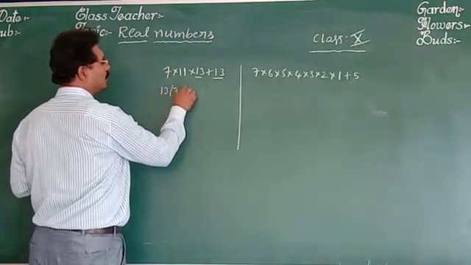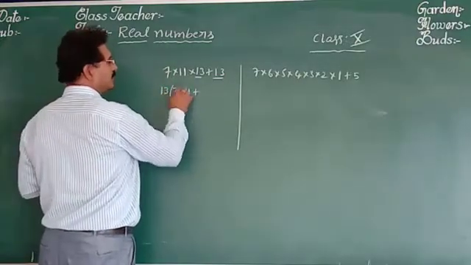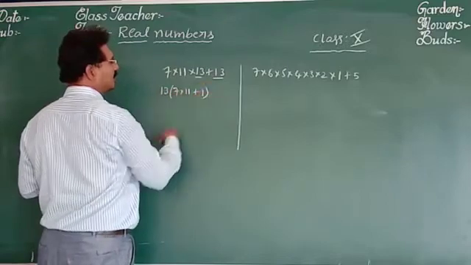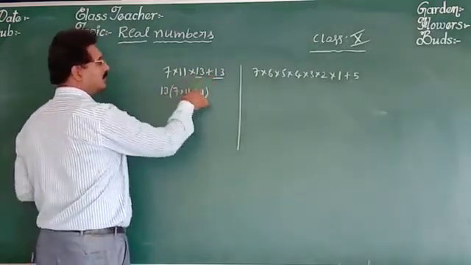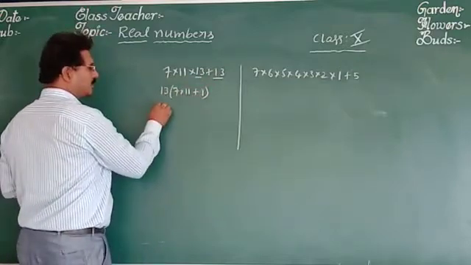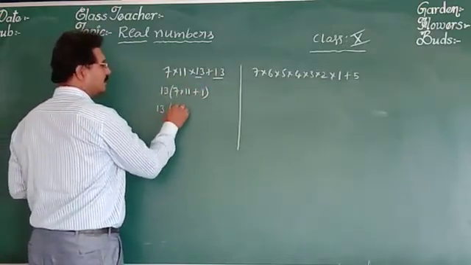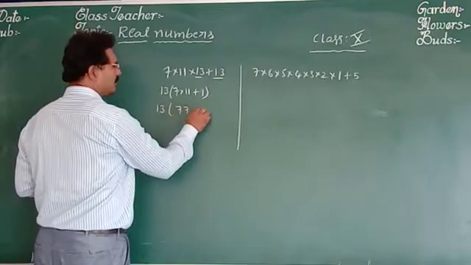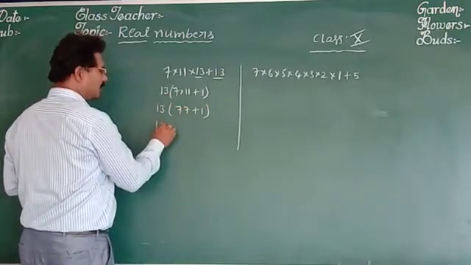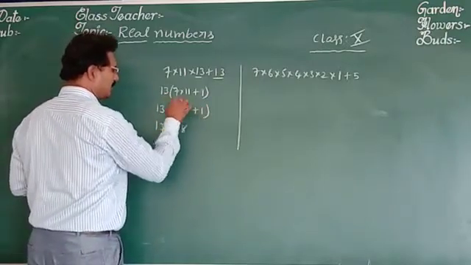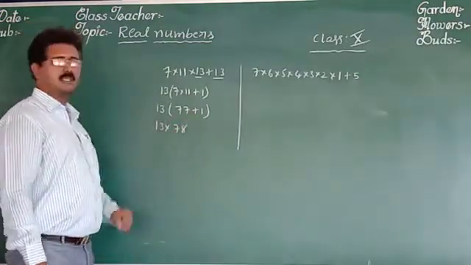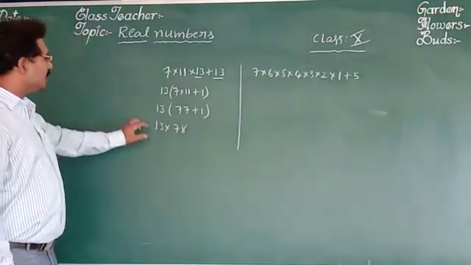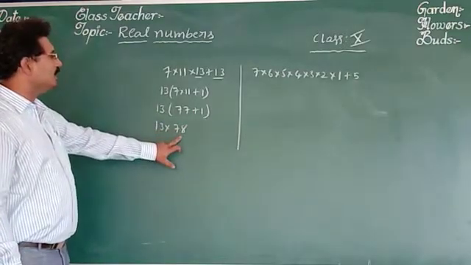7 into 11 plus 13 is already common, that is 1. 13 is already common, into 1 means no need to write, but plus after means you have to write that 1. So that's why this can be written as 13 into 7 11s are 77 plus 1. So 13 into 77 plus 1, 78. So that's why 13 into 78.